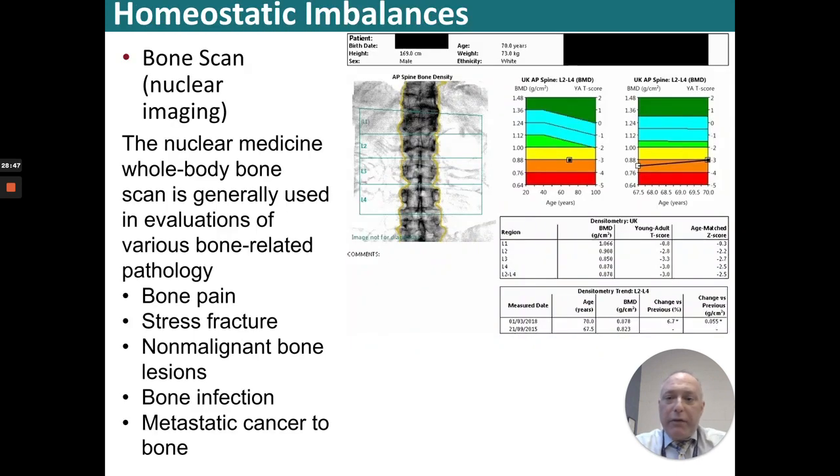And really, to measure these situations, the newest bone scans we have out today using nuclear imaging are fantastic in showing whether the bone is osteoporotic, if it is not remodeling properly. So there are various pathologies related to bone problems like bone pain, stress fractures, lesions, infection, and then metastatic cancer. And so all of these will utilize a bone scan, and that'll help diagnose the problem.